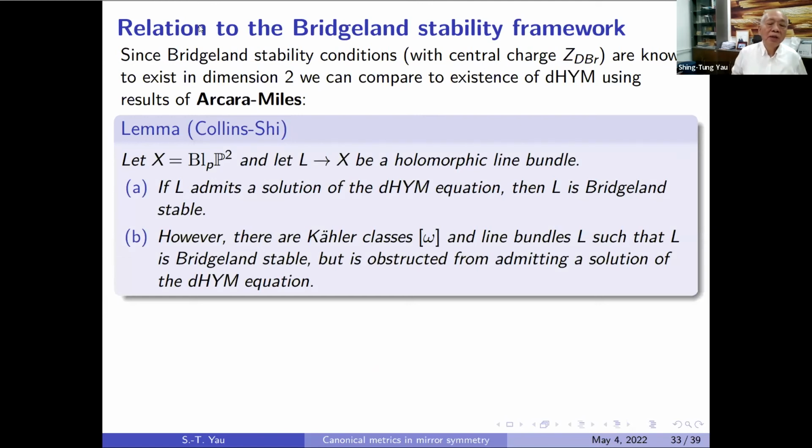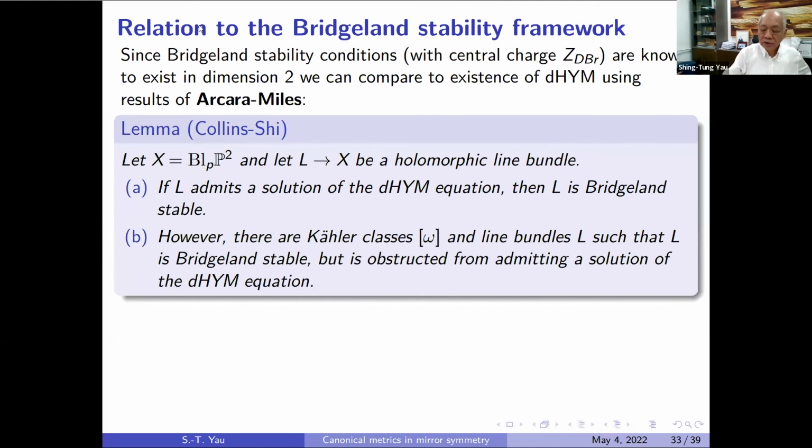They look at the blowing up of P2. You take P2, blow up a point, and you take L to be a line bundle over this blown-up space. They observe that if L is a solution of the deformed Hermitian-Yang-Mills equation, then L is Bridgeland stable. So that's good: deformed Hermitian-Yang-Mills implies Bridgeland stable. However, the converse is not quite true. There is a Kähler class omega and a line bundle L such that L is Bridgeland stable, but is obstructed from admitting a solution of the deformed Hermitian-Yang-Mills equation.